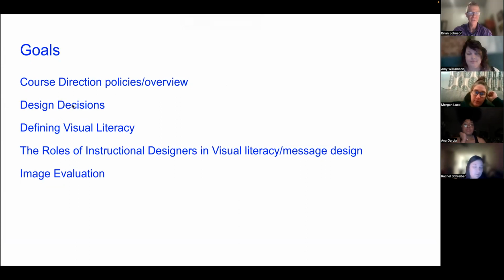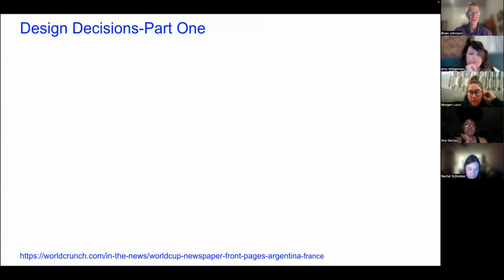We're going to do a little design decision mini activity on the front end with some discussion and interaction. Then we're going to talk about visual literacy and kind of define it. We're also going to talk briefly about our role as instructional designers to craft a message. And then we're going to finish up with another image evaluation, so talk about your upcoming assignment that's due at the end of week 2.